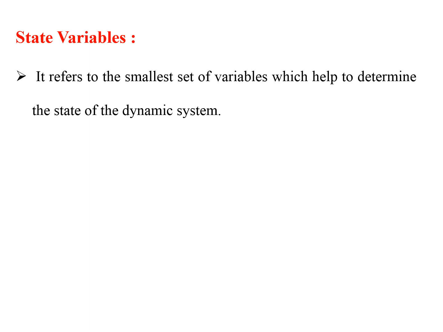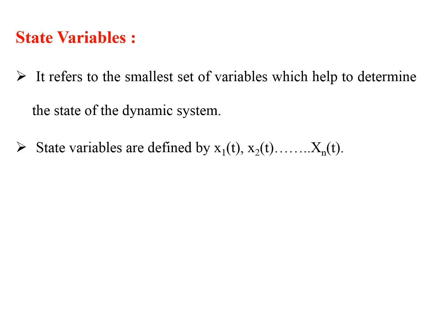And the second one is the state variable or state variables. State variables refer to the smallest set of variables which help to determine the state of the dynamic system. That is, some variables required to define the state, that is nothing but state variables. Generally, state variables are defined by n number of variables, that is x1 of t, x2 of t, and so on up to xn of t.